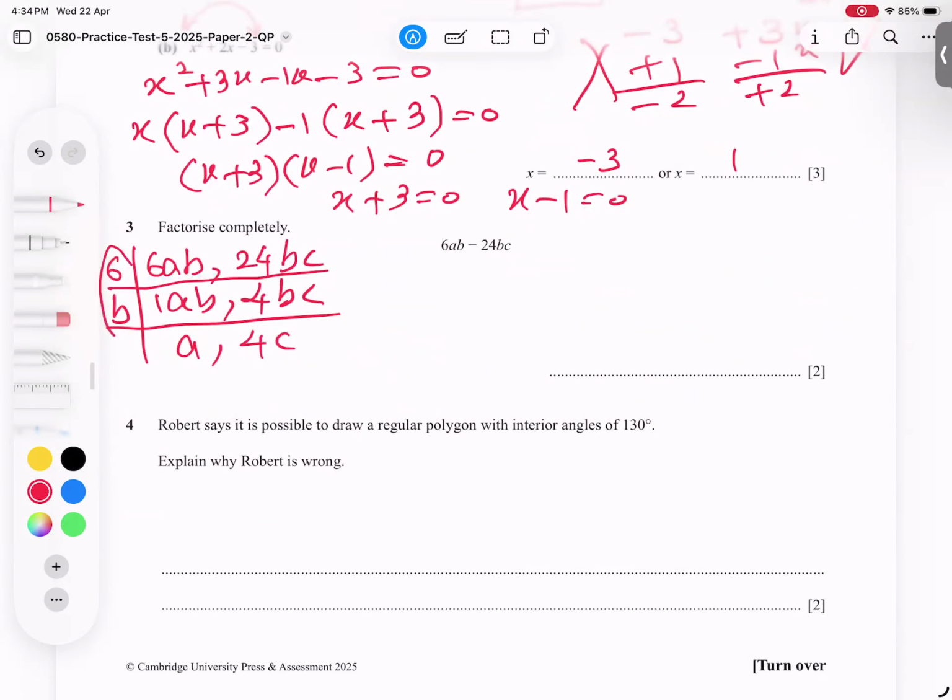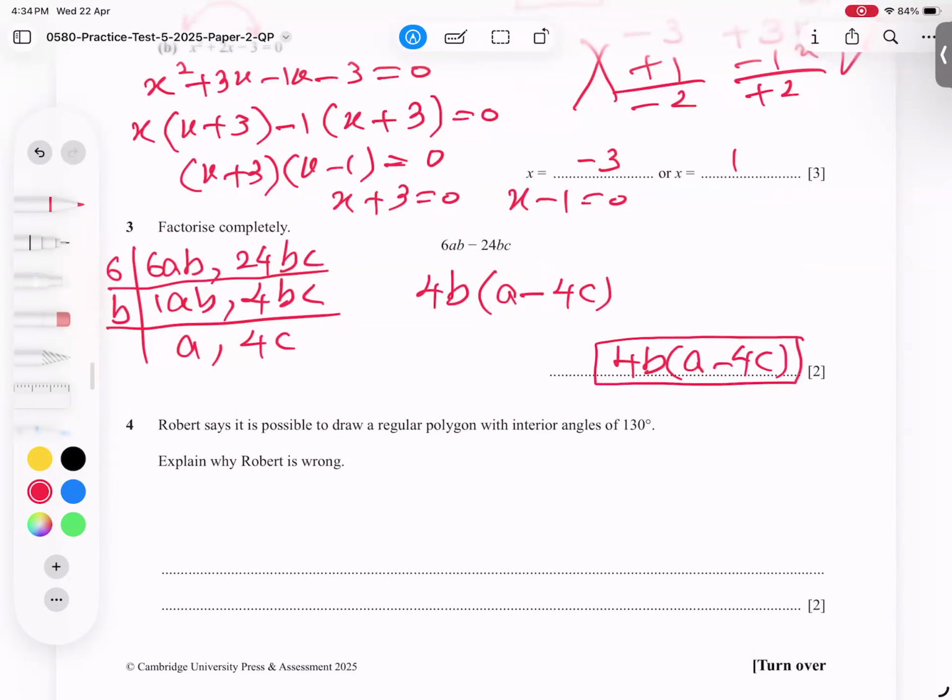So this 6b I will take common out, and a negative 4c is left inside, negative because of the negative in the middle. And this is my final answer. I hope you students can understand. Okay, 2 marks.